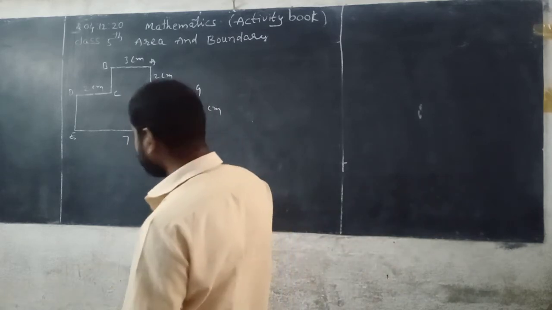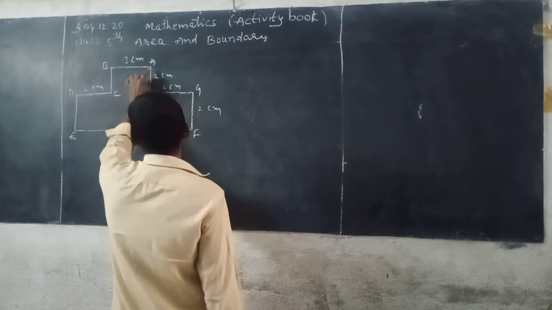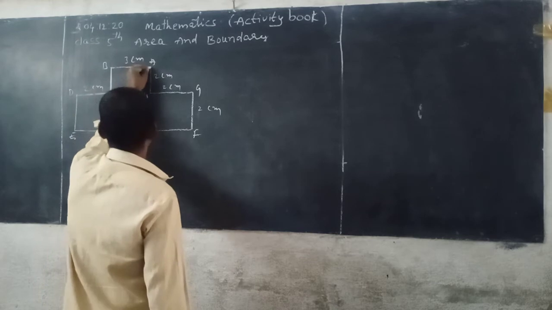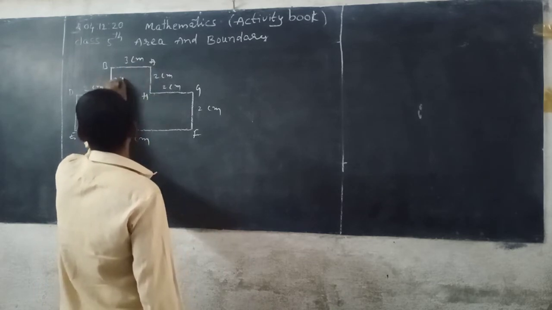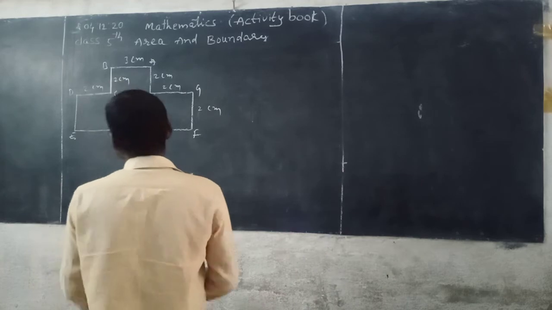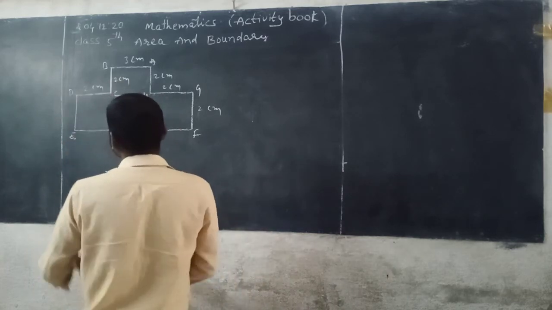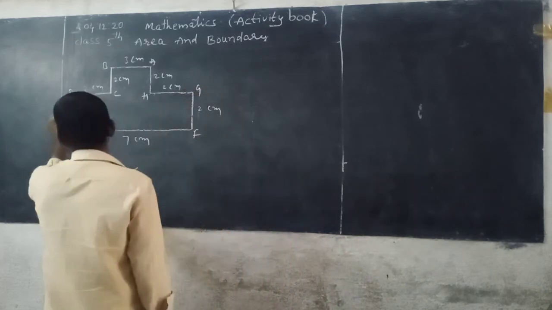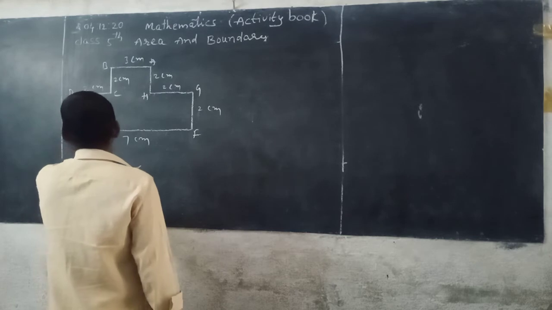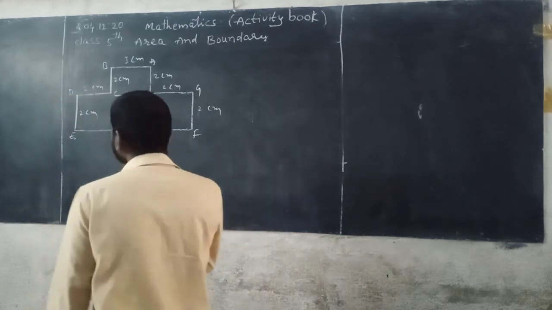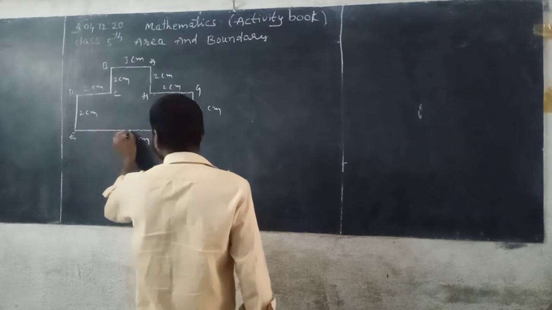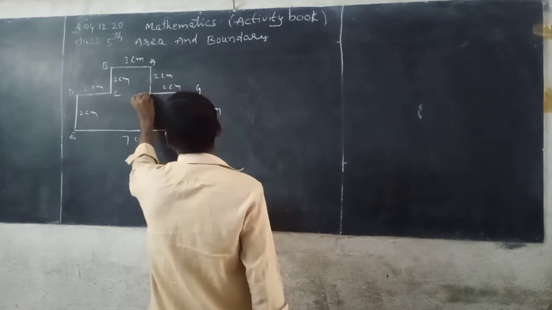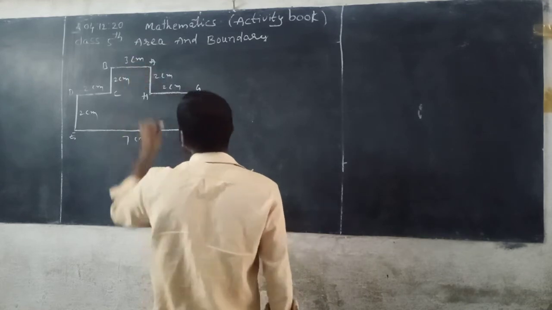See, listen beta. The length of the side AB is equal to 3 centimeter. BC is equal to, see here, AH is parallel to BC, then you can write here 2 centimeter. Next, CD is equal to 2 centimeter. DE is parallel to FG, then you can write DE is equal to 2 centimeter. EF is equal to 7 centimeter. FG is equal to 2 centimeter. GH is equal to 2 centimeter. HA is equal to 2 centimeter.